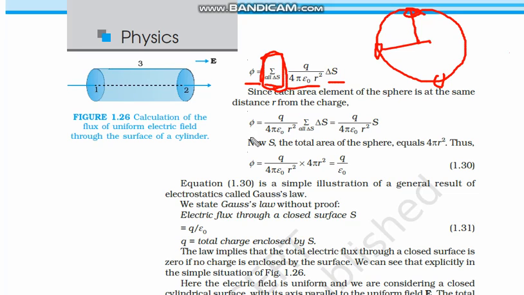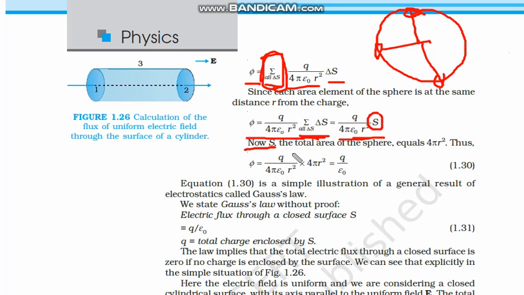So the total flux is q upon 4 pi epsilon naught times the sum of all delta s, and this becomes the whole surface area. The radius remains the same, that's why we took it common, outside the summation. This q is constant, 1 upon 4 pi epsilon naught is constant. Why did we take r outside? Because for a sphere r remains constant, so it is out of the summation, and the summation of all delta s is S. So this is the equation.